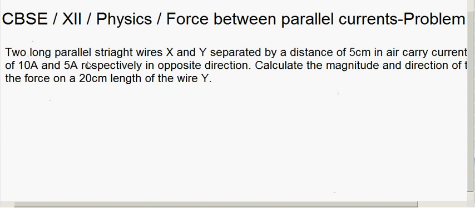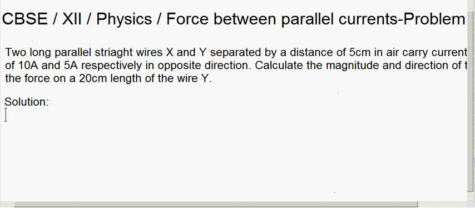Two long parallel straight wires X and Y separated by a distance of 5 centimeter in air carry current of 10 ampere and 5 ampere respectively in opposite direction. Calculate the magnitude and direction of the force on a 20 centimeter length of the wire. Now first we will try to draw this situation.